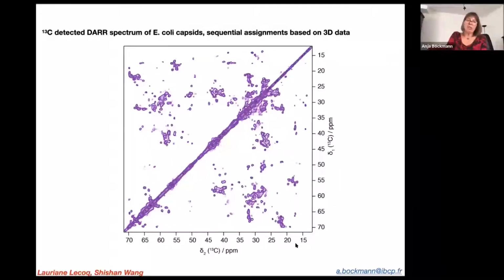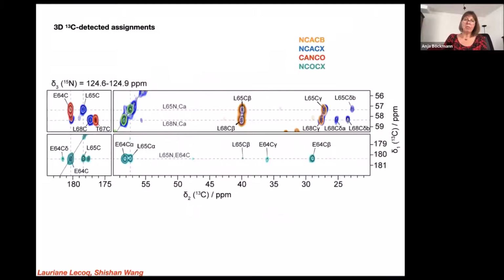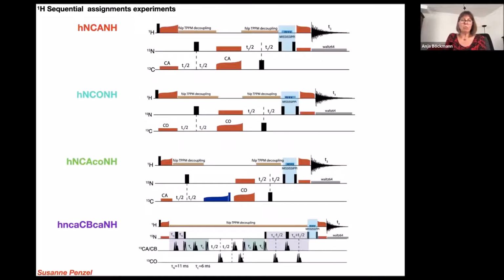So as I told you, we started with carbon 13. These assemblies are entire capsids, which are just centrifuged into the rotor. So they give very nice spectra. We did assignments using 3D experiments, classically NCACB, NCACX, CANCO, and NCOCX. So this was a rather straightforward action. And now I would like to go to proton detection.